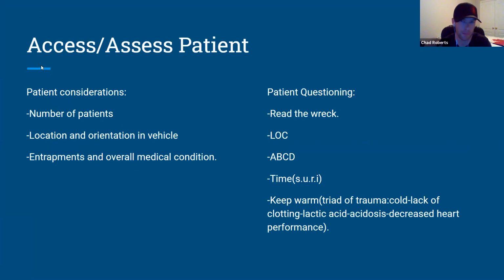We'll dive into our access. So we get into our A, which is our access and our assess our patient. Right off the bat, patient considerations, like we talked about earlier. Number of patients is key, because that'll give us an idea what we're going to need for EMS on scene. Do we need more than one ambulance? Do we need multiple? Do we have a mass casualty situation? We don't know, right?